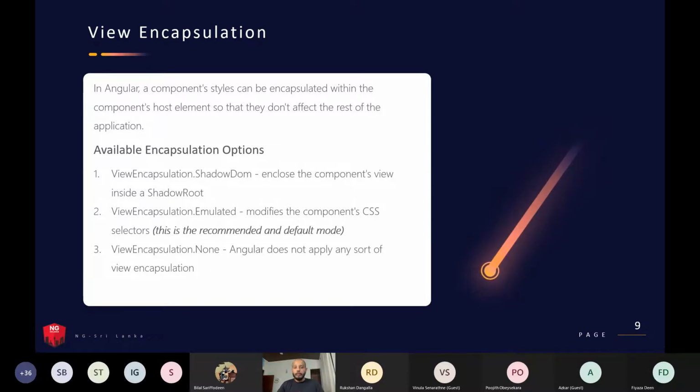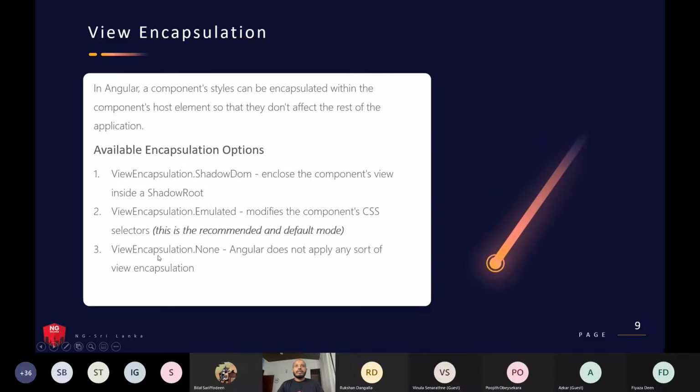One, shadow DOM, which is enclosed components view inside a shadow root. Actually, this works only in shadow DOM compatible browsers, and this is the recommended and default mode. Then there's view encapsulation emulated. In this way, it modifies the component CSS selectors.